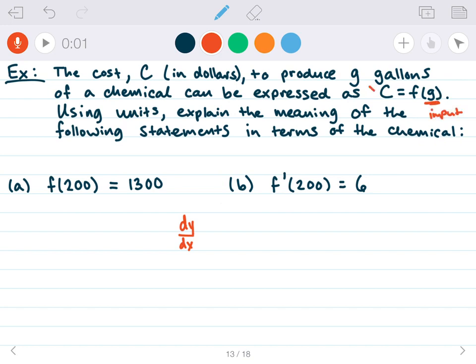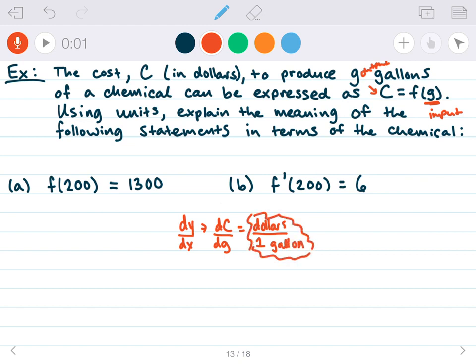And so this has to be our output. C is going to depend on G here. Instead of dy dx, we're going to have dC dG. And what are the units for this? Well, C is in dollars, so it's going to be dollars per gallon. So these are the units.